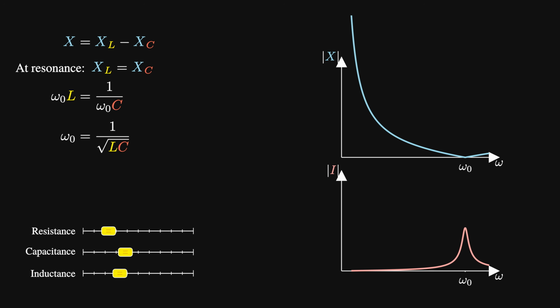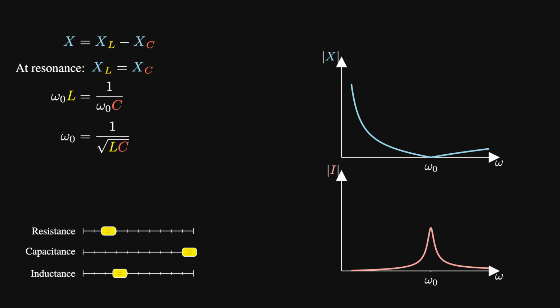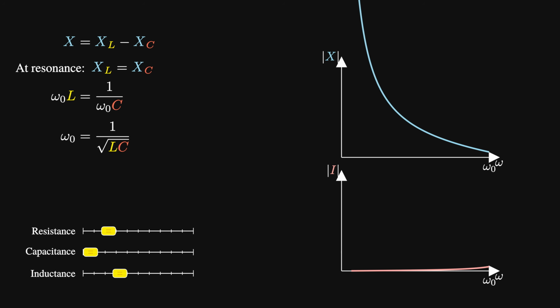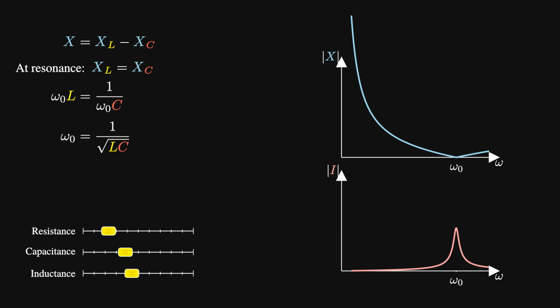So, if we increase or decrease the inductance or capacitance, L or C, we can decrease or increase the value of omega naught. Let's quickly visualize this happening. First, varying the capacitance, we observe this. And if we vary the inductance, we see this. In both cases, the resonant frequency moves.